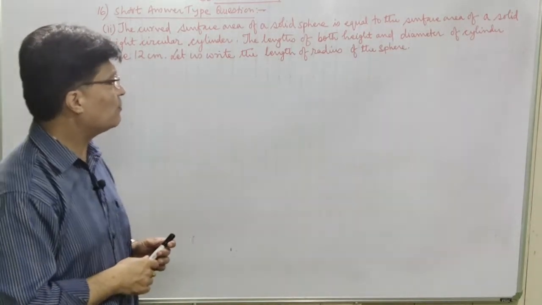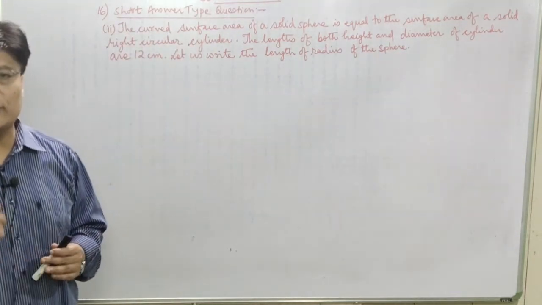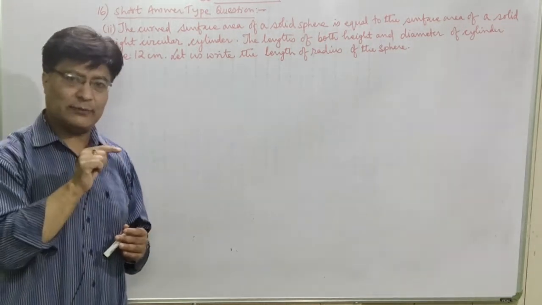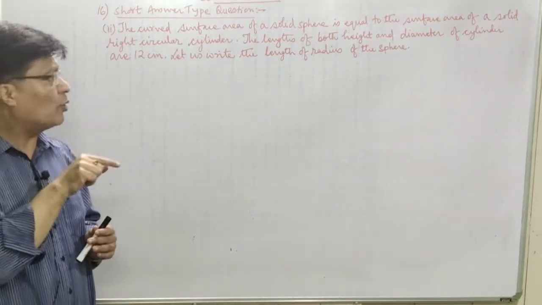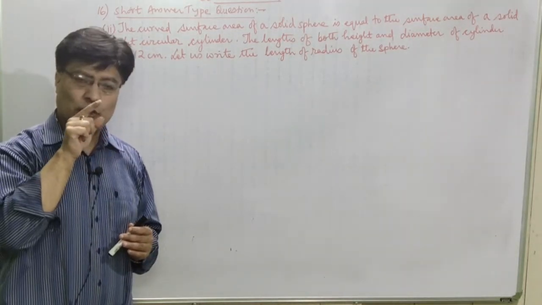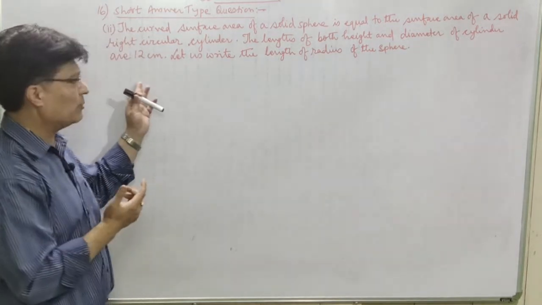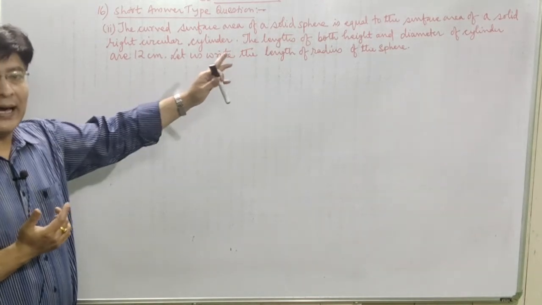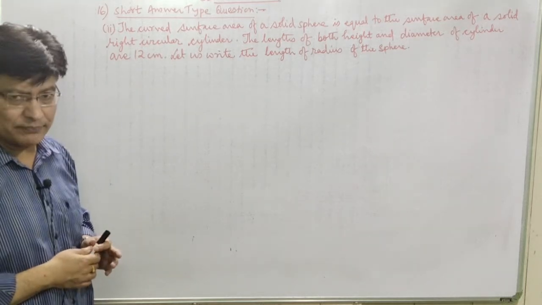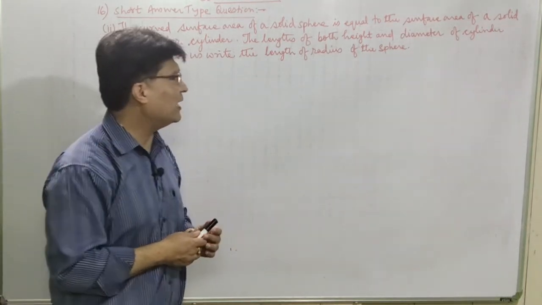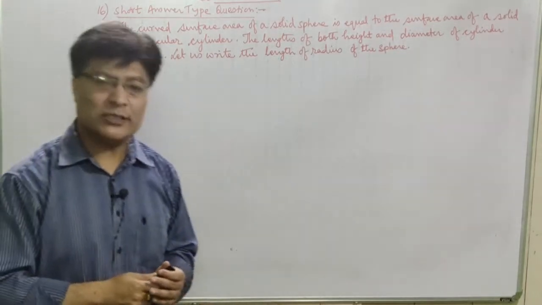And also the lengths of both height and diameter of the cylinder are 12 centimeter. The height and the diameter of the cylinder are the same, that is 12 centimeter. So let us find out the length of the radius of the sphere.